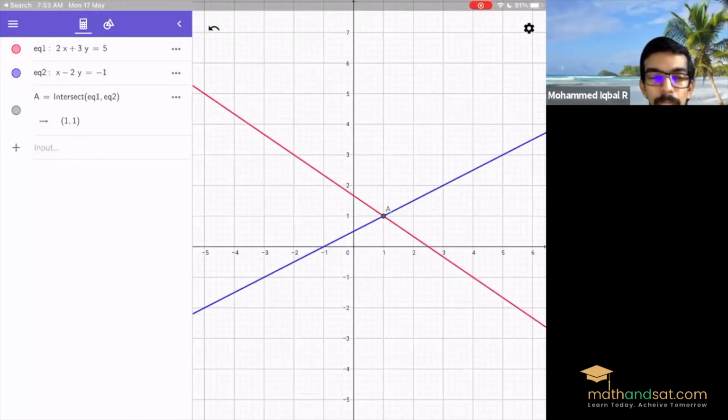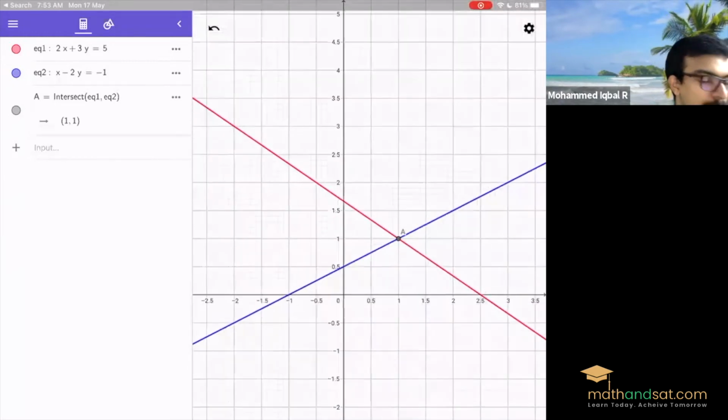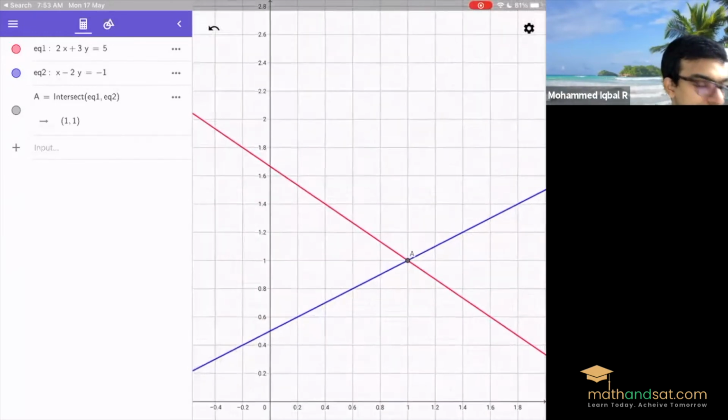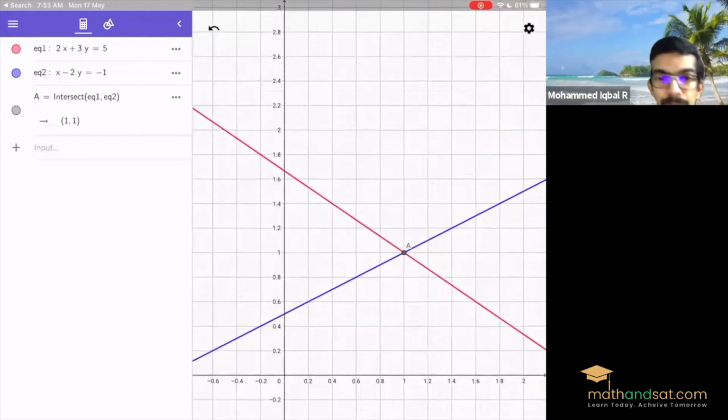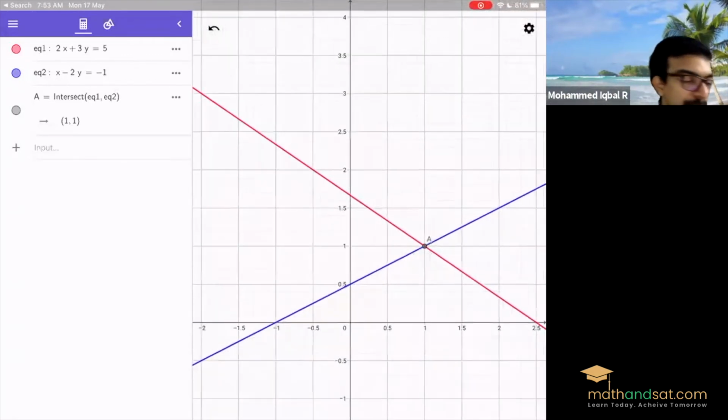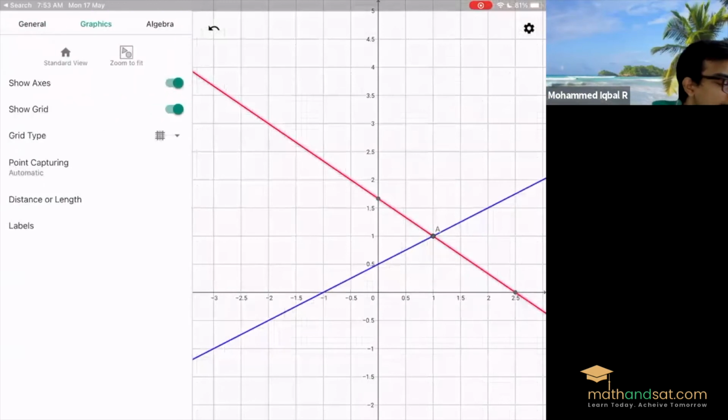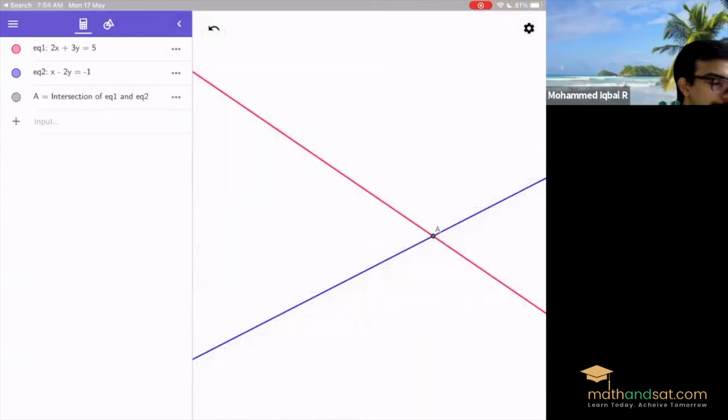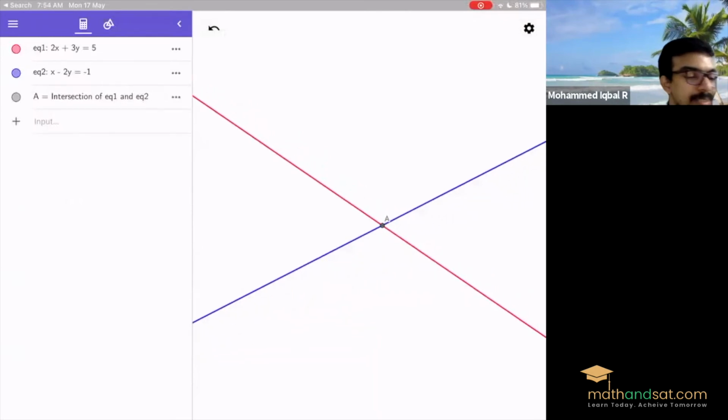But graphing may not always work, because sometimes if you do not have access to a calculator or to graph paper, you can't get the accurate values, right? In this case, the answer is (1, 1) because you have very accurate graph paper. Just by looking at the graph sheet, you know the answer. But what if you did not have graph paper in the background? It is difficult, right?